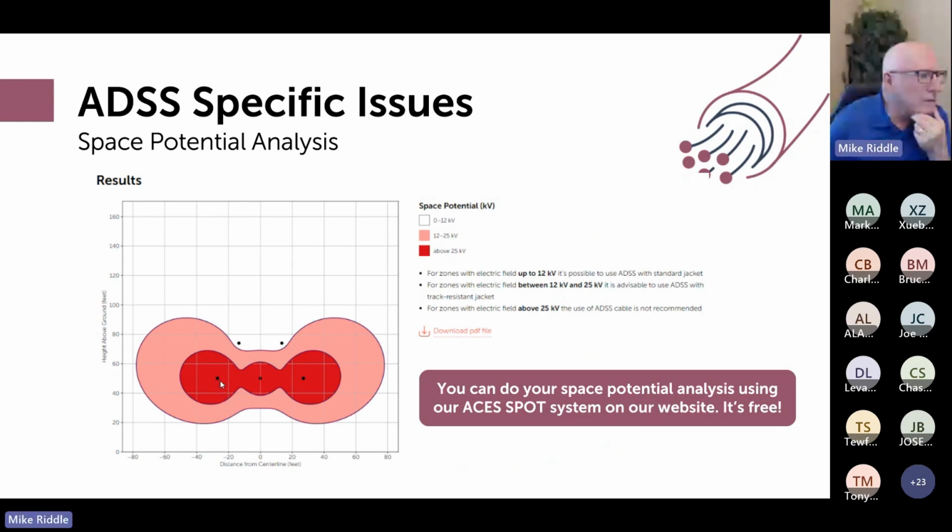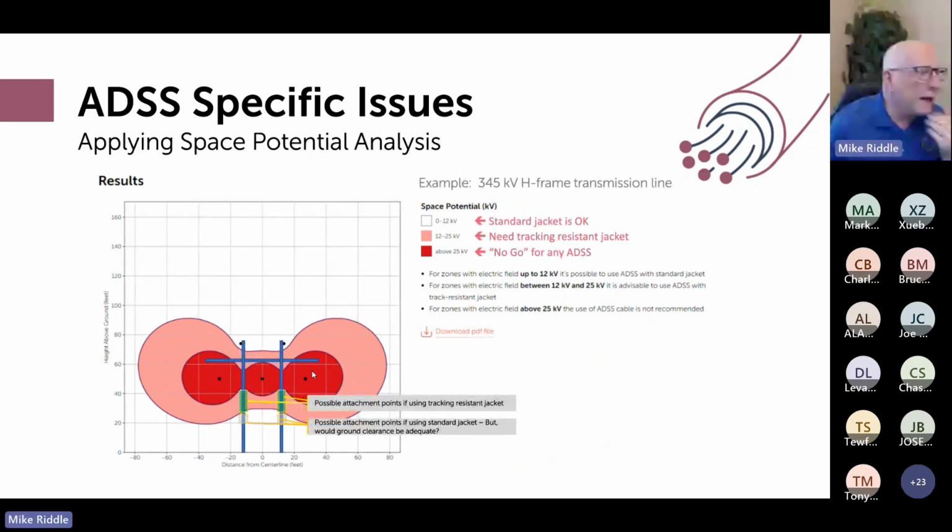So what you're seeing here is effectively this is where the conductor is. If this is also where the pole is, you would use track resistant in this area. If you're able to stay in the white, like maybe you've got a pole here roughly, then you can use a standard jacket. And we offer this analysis software on our website. You're welcome to use it. Oh, so here's actually showing where the actual structure is. So you see again the potential placement points for a track resistant jacket, the potential placement points for a standard jacket.